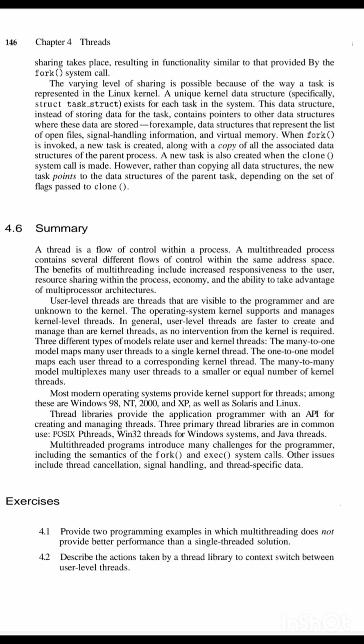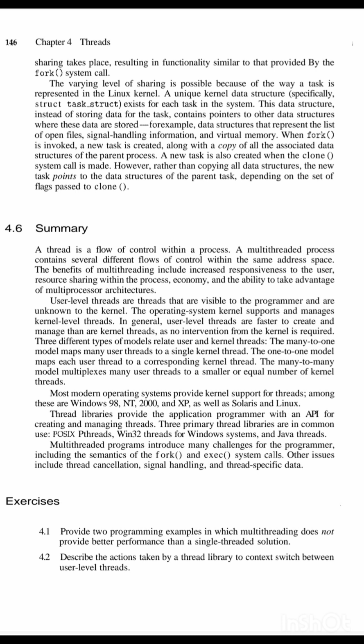Three different types of models relate user and kernel threads. The many-to-one model maps many user threads to a single kernel thread. The one-to-one model maps each user thread to a corresponding kernel thread. The many-to-many model multiplexes many user threads to a smaller or equal number of kernel threads. Most modern operating systems provide kernel support for threads. Among these are Windows 98, NT, 2000, and XP, as well as Solaris and Linux.